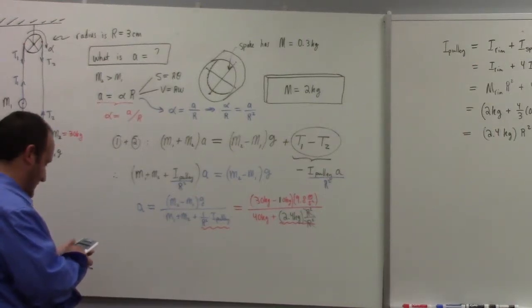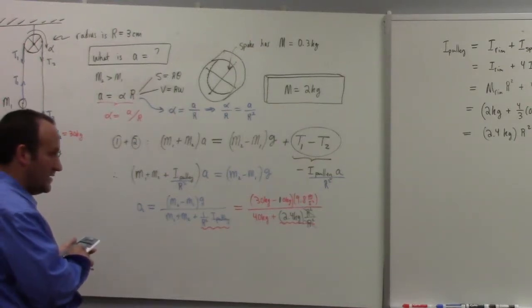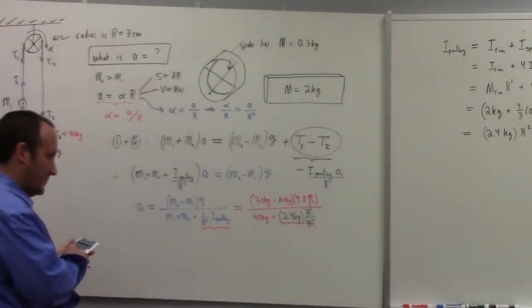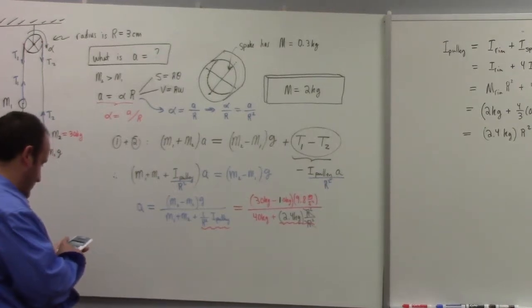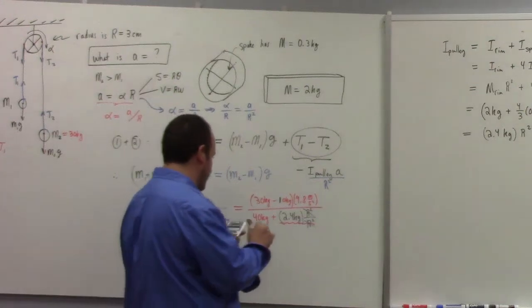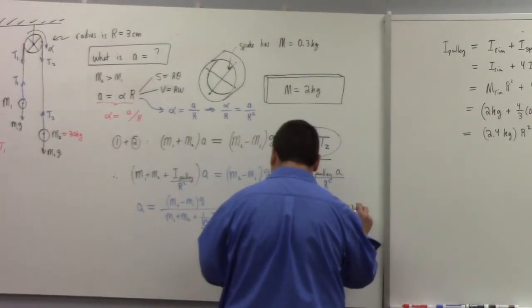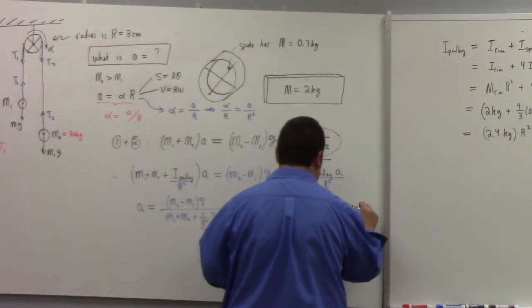20 times 9.8 gives 196 upstairs, divided by what? Divided by 42.4? I get 4.623. So 4.623 meters per second squared.